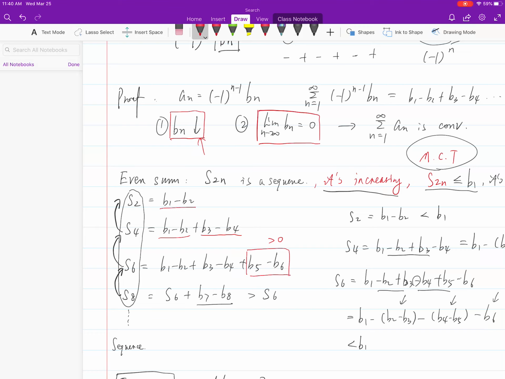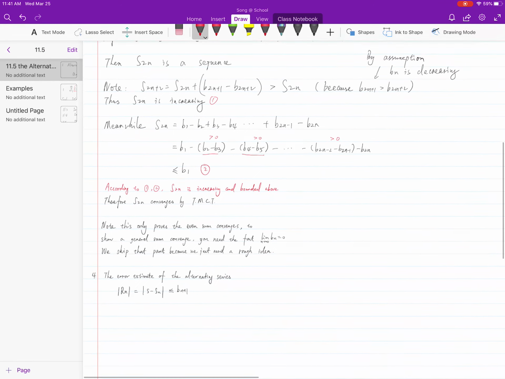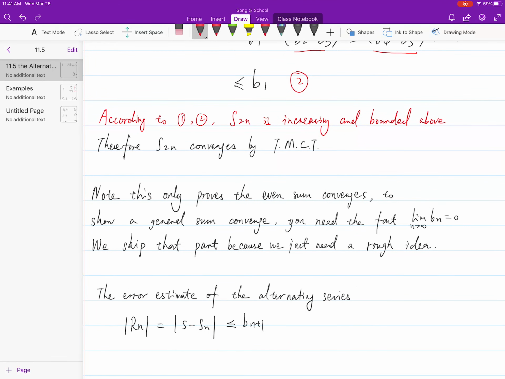Okay, with that in our mind, I just want to put a disclaimer here in the formal notes. I basically copied everything formally, but I did say, hey, note this only proves the even sum converges. Pay attention to this paragraph. To show a general sum converge, you need to actually use the fact.